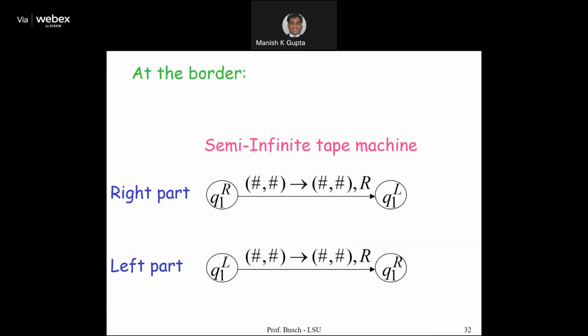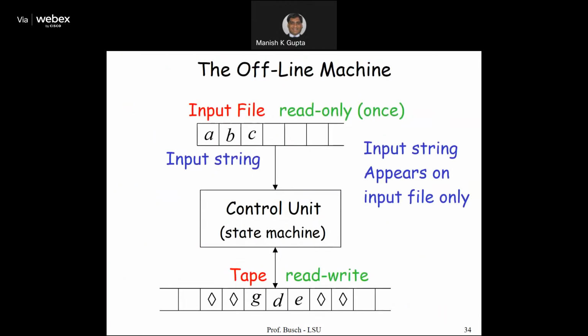Then we have the offline machine. So the input string appears on the input file only. You read the input only once, and then the rest of the things are here. This is an offline machine. So you're only allowed to read the input only once, right? That is another variation. Okay, I'm not worrying about the details, just the idea that there are different variations possible.